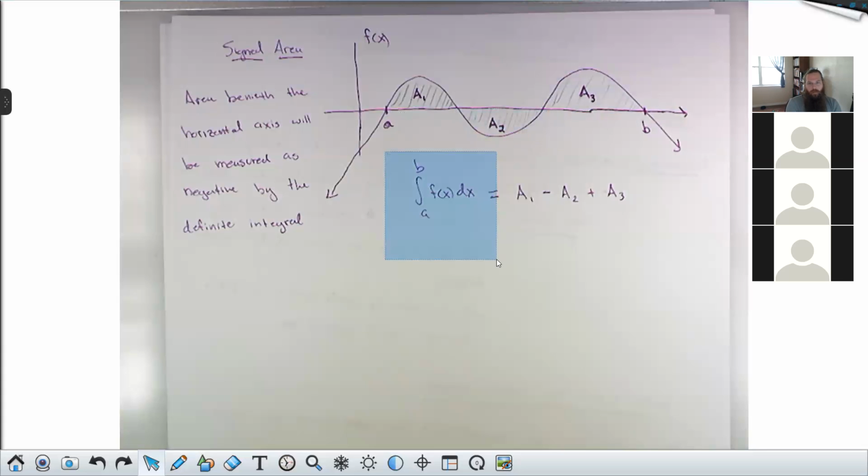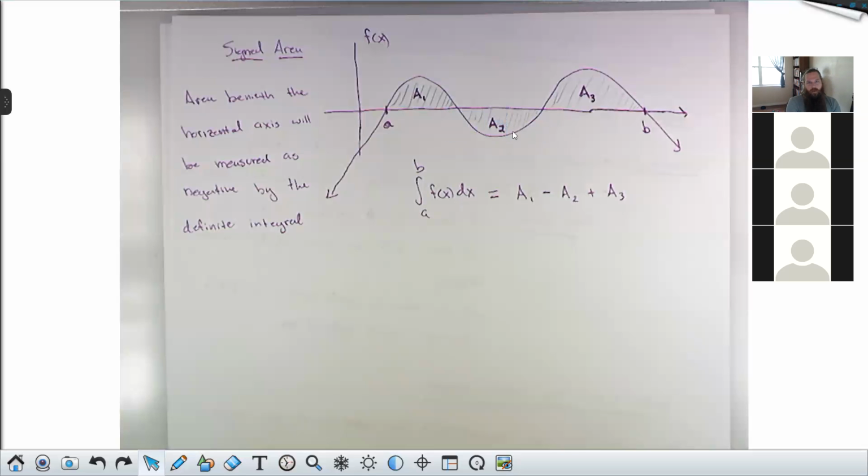So if you were to compute this integral by any means, whether you used a calculator, did it by hand using the methods I'm going to teach you later, or used the limit of the Riemann sum, it will return to you positive A1, positive A3, and negative A2, all added up. The A2 is negative because this region lies beneath the horizontal axis, which means all the y values along the curve here are negative. So all the little rectangles' heights would be considered negative.